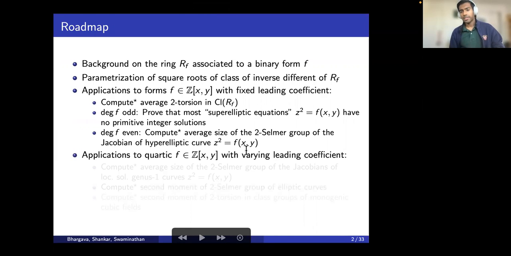Now, all of these applications actually make sense for families of binary forms with varying leading coefficient too. So it's natural to ask whether we could reproduce these applications for such families. And so far, we're able to do that for binary forms that have small degree.